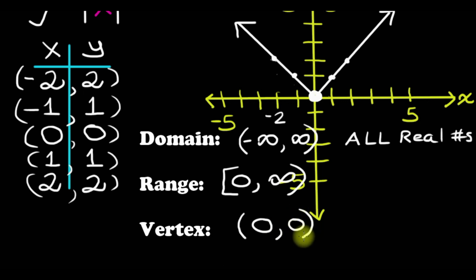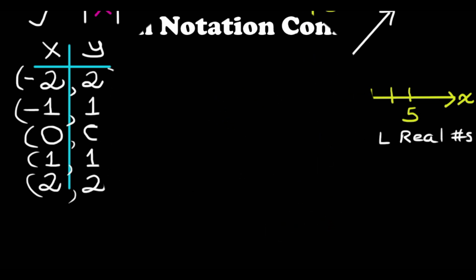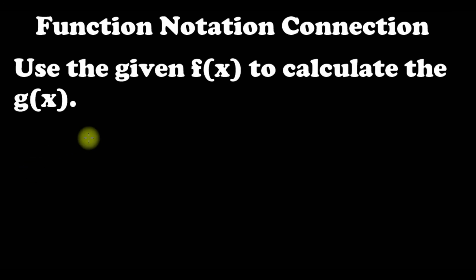So the vertex of the absolute value parent function is at the point (0, 0). Right here, I'm going to show you how to work with function notation connections with absolute value functions. So use the given f of x in function notation to calculate g of x. So we have to use f of x to come up with g of x.